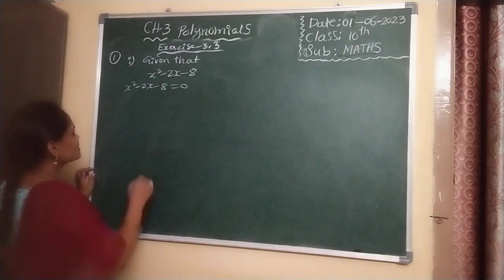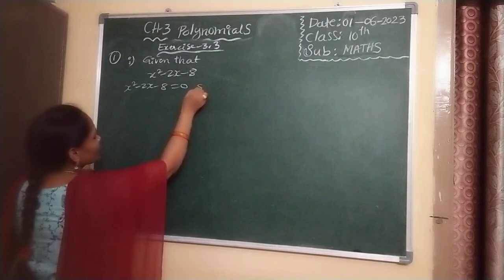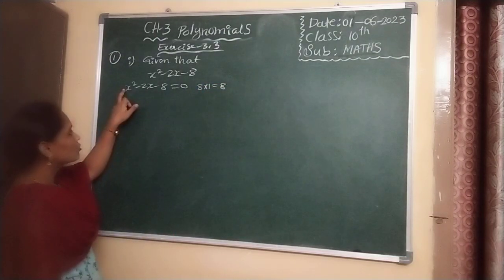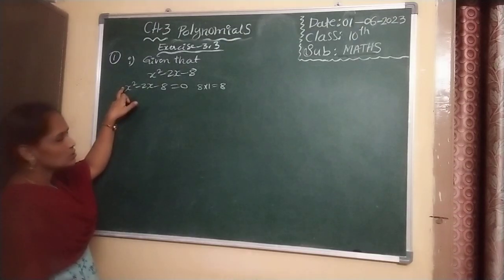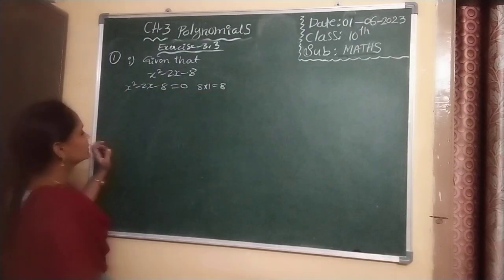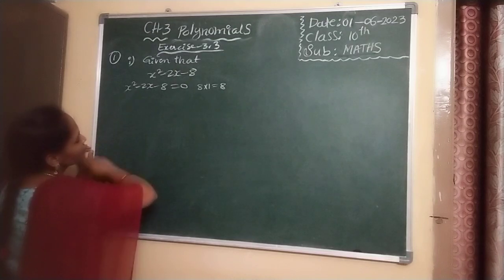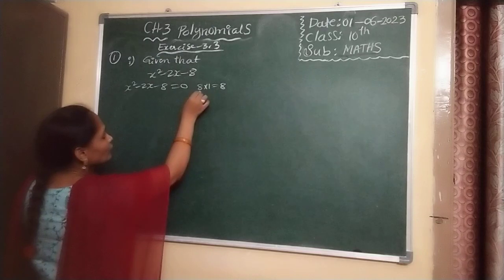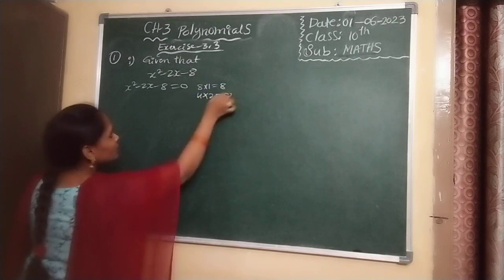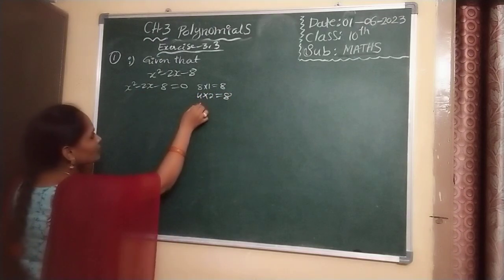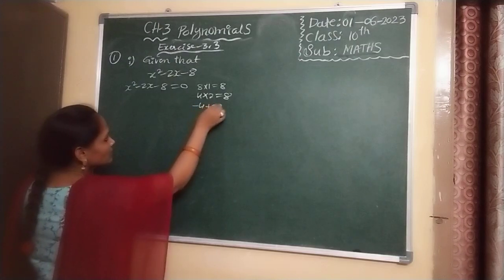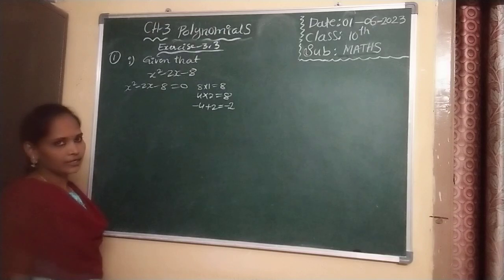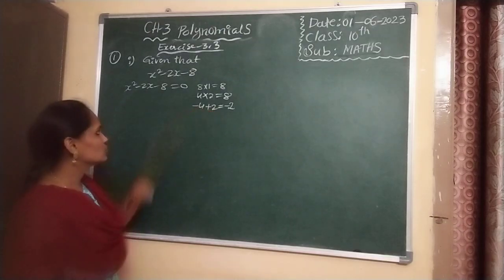Okay, now factorize this. 8 ones are 8. Why? Because here the constant is 8, and the coefficient of x square is 1. So 8 into 1 is 8. Now we want minus 2 here. For which combination? Here 4 twos are 8. We want minus 2. From minus 4, add plus 2, then you will get minus 2. Right? Now this combination only we should take.